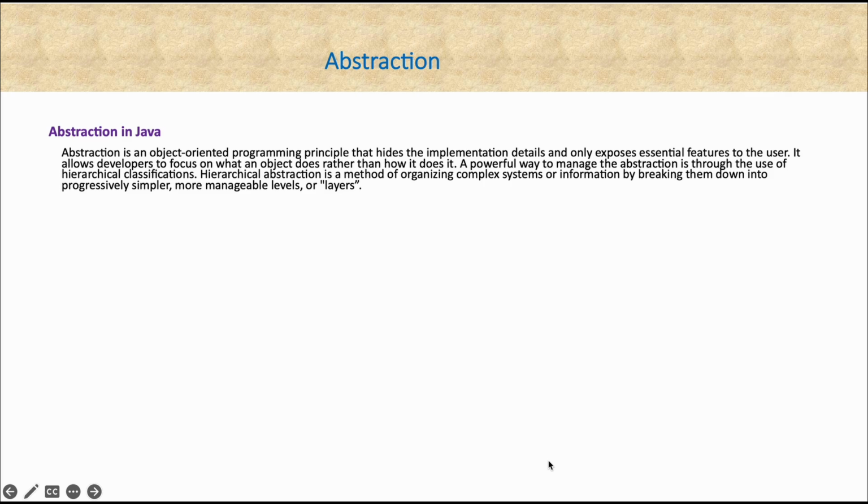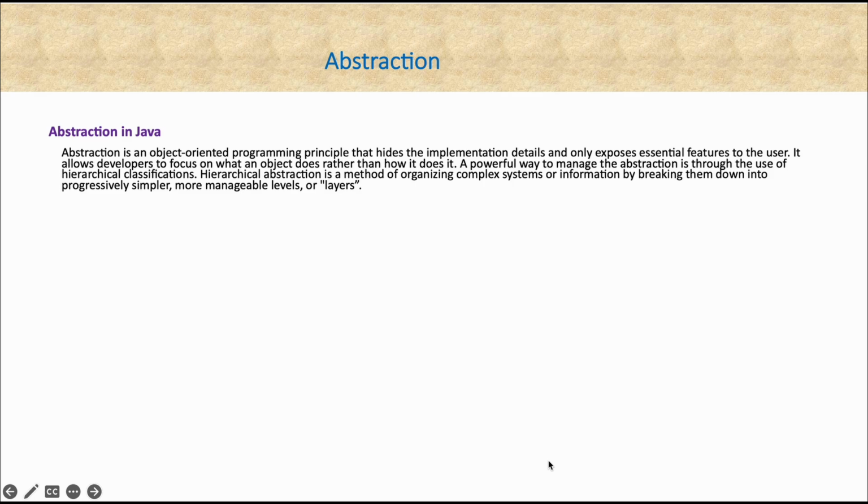Do you know how the wheel works? Do you know how the accelerator works? You don't know. That is because the manufacturer wants to hide the implementation details from the end user. You just know what they do. You don't know how they do it. That is called abstraction. It allows developers to focus on what an object does rather than how it does it. As I have told you, it focuses on what rather than how.